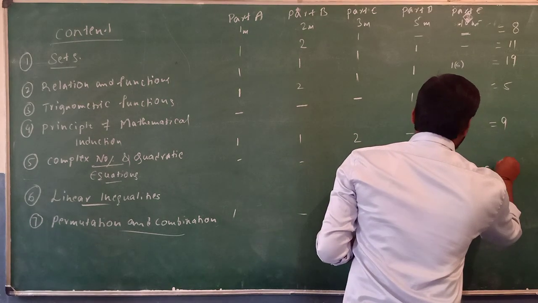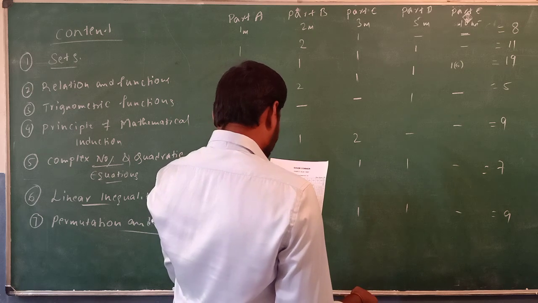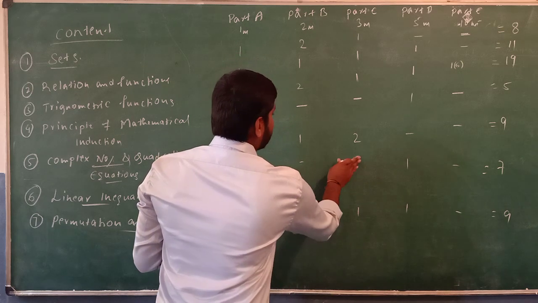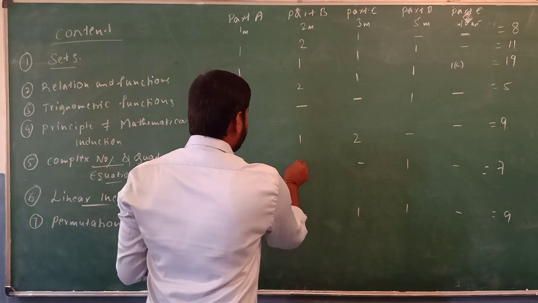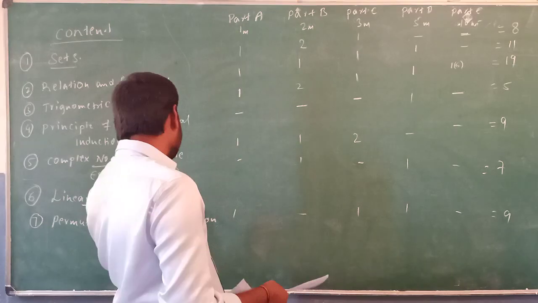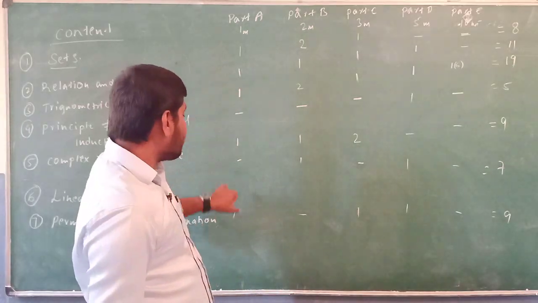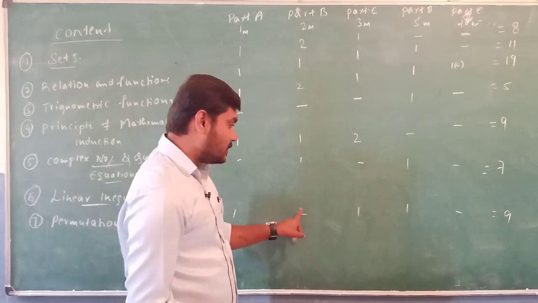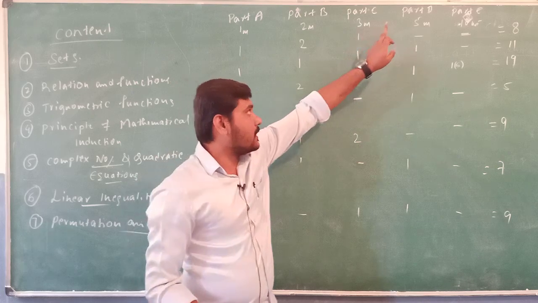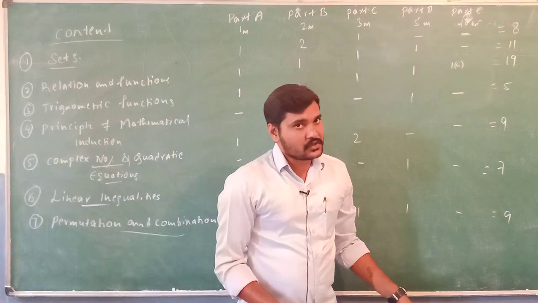So in this last one we have, I think, linear inequalities. So I made a mistake here. In part B we have one question. In part C there will be no question in linear inequalities. But in permutation and combination, again in part A we have one question. In part B there will be no question in permutation and combination. In part C we have one question. In part D also we have one question. And there will be no question allotted for 10 marks.